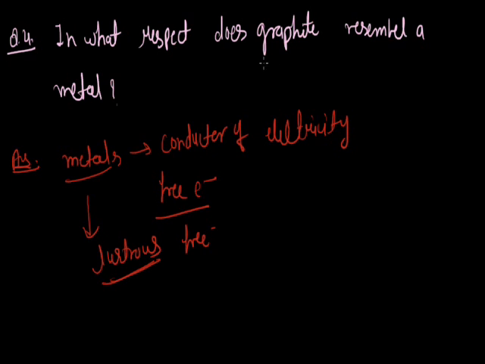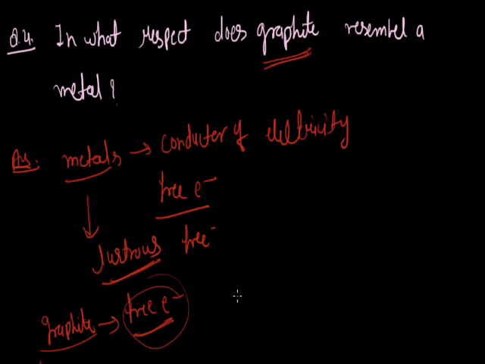Now, if we discuss graphite, like a metal, graphite has free electrons. Due to the presence of these free electrons in the structure of graphite, it has electrical conductivity and it is also lustrous. So comparing these two properties, electrical conductivity and luster, we can say that graphite has some metallic character in two ways: it is an electric conductor like metals, and it also has luster like a metal.